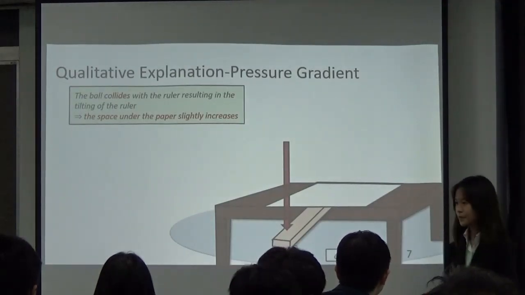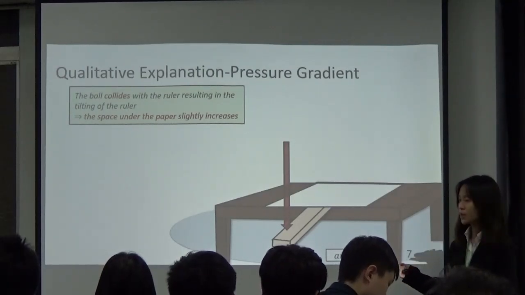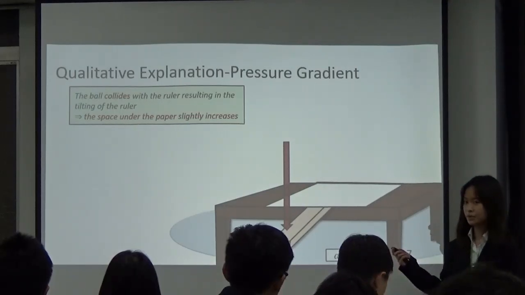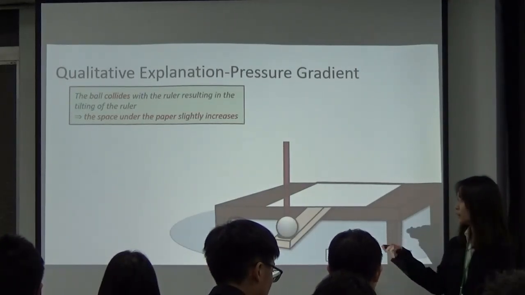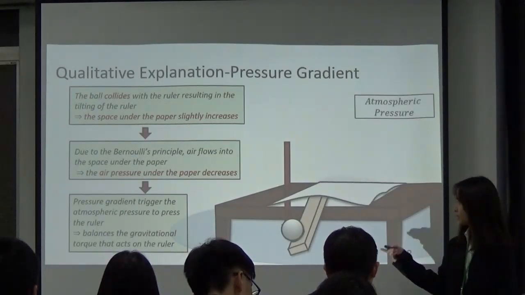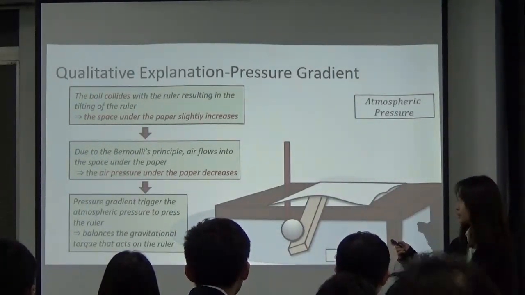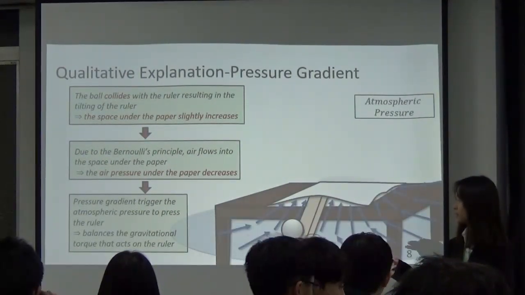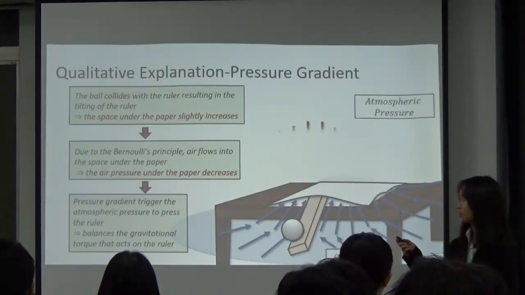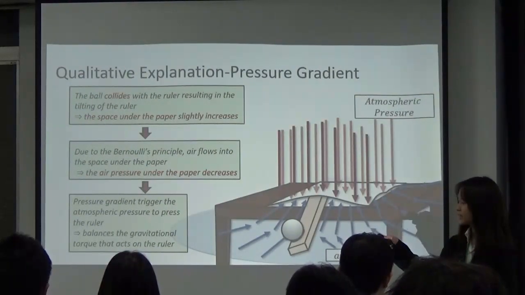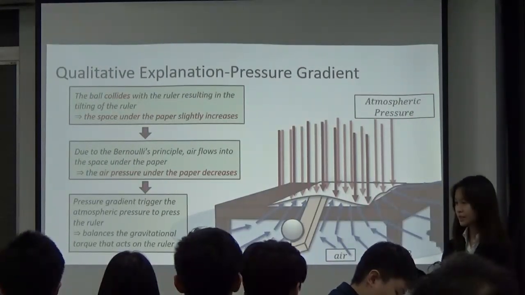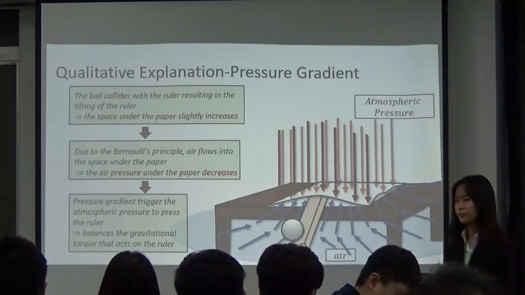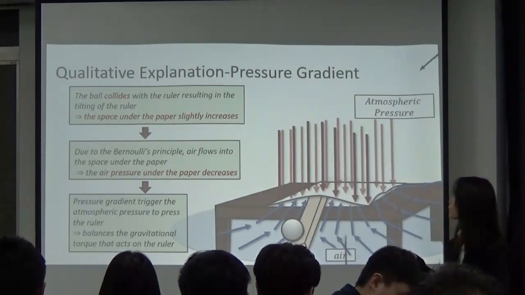To explain this phenomenon, this is the simple model of my experiment. If the ruler doesn't receive any force, it remains still on the table, just like this. When the ball falls on it, it tries to lift up against the paper, causing the volume underneath to increase. Due to Bernoulli's principle, the air will flow into the space under the paper, so the air pressure under the paper will decrease, leading to a pressure gradient. It will lead to atmospheric pressure pressing the ruler and balancing the torque on the ruler.